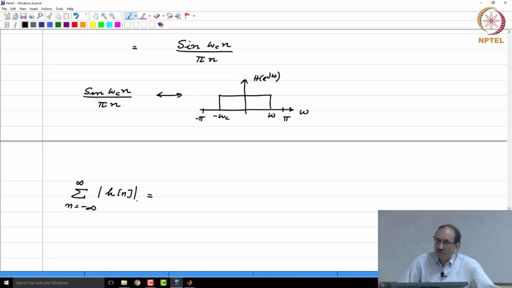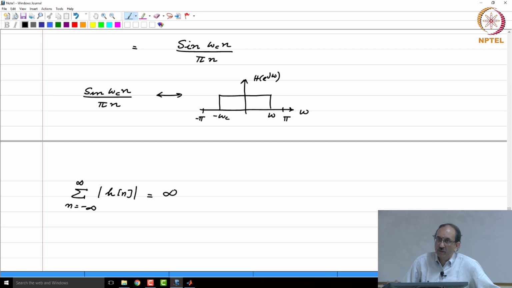Anyway, in case you have not seen this, this is not absolutely summable. So, this is not absolutely summable. Therefore, the ideal low pass filter is not a BIBO stable system, all right.